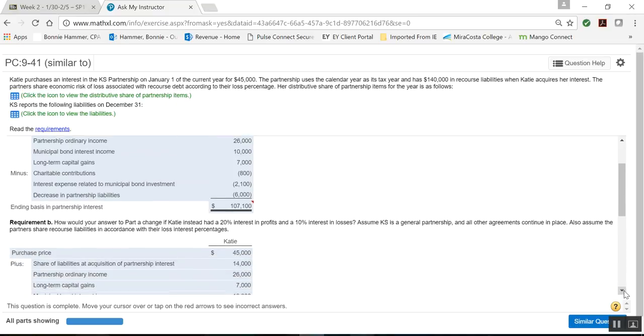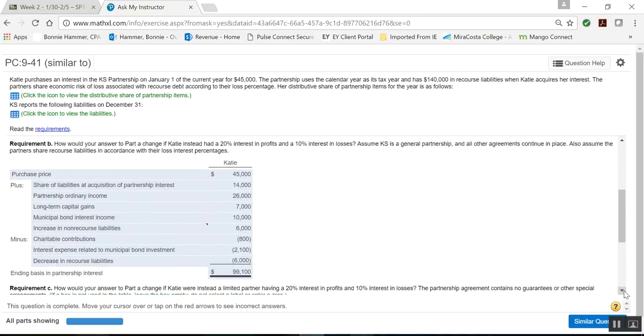Now, requirement B says, how would your answer to Part A change if Katie instead had a 20% interest in the profit percentage, in the profits of the partnership, and a 10% interest in the losses of the partnership?